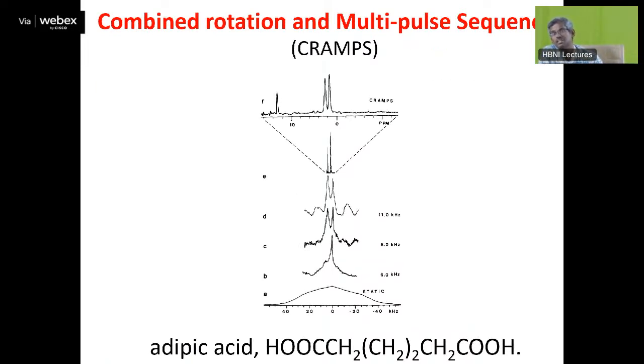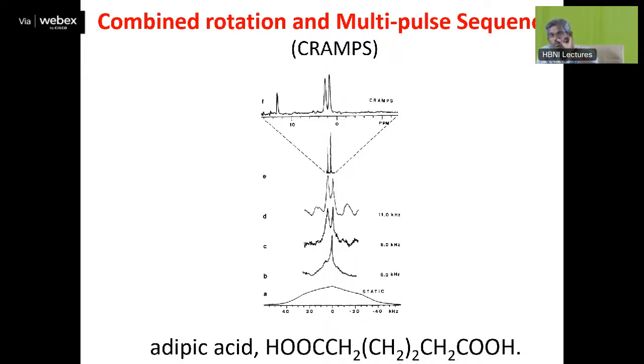There is another very versatile technique that has come recently, over the last 5-10 years. That is called combined rotation and multiple pulse sequence, that is called CRAMPS. By using CRAMPS, which involves combined rotation and multiple pulse sequences, you can get proton NMR.